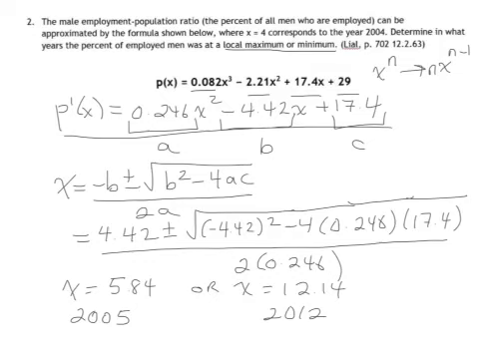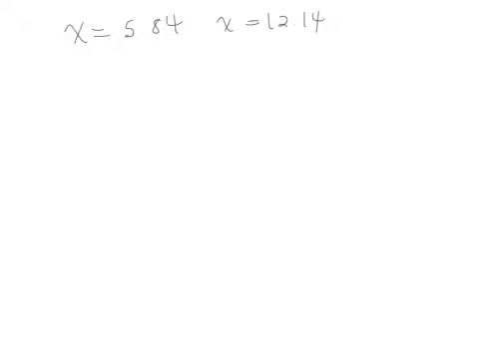So how do we know if they're max or min? Remember, we're going to be looking at the landscape around the extrema, the critical points, to see how the function changes, whether the slope goes from positive to negative through that 0 slope or negative to positive. So I've written the values that we found for x using the quadratic formula. So those are our extrema points. x equals 5.84 and x equals 12.14.